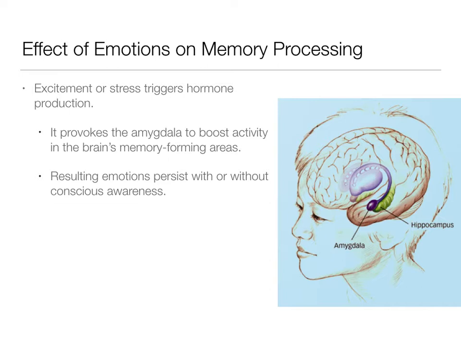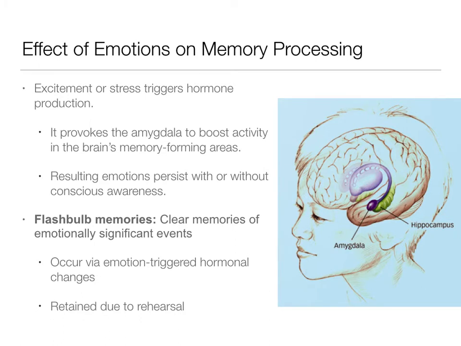We'll see, when we talk about disorders, that people that have PTSD often have really active amygdalas. And so this can heighten their ability to get PTSD because these emotional events are being heightened or boosted. Now, this is not the case for everybody, but it can be a contributing factor. This also explains things like flashbulb memories, where you have a clear memory of an emotionally significant event.